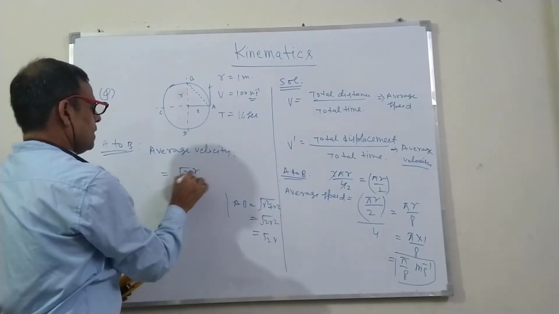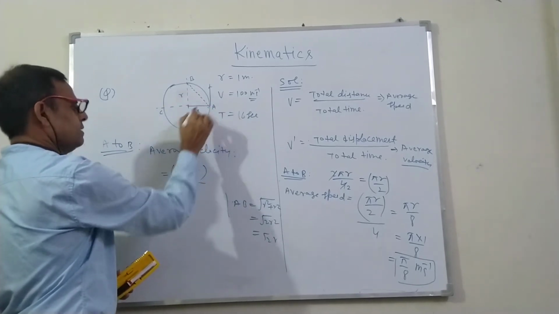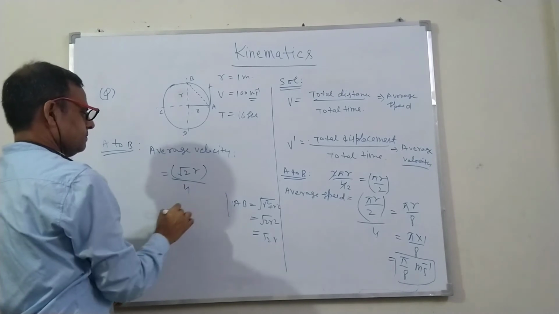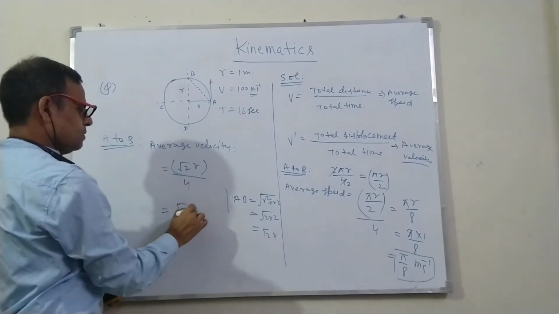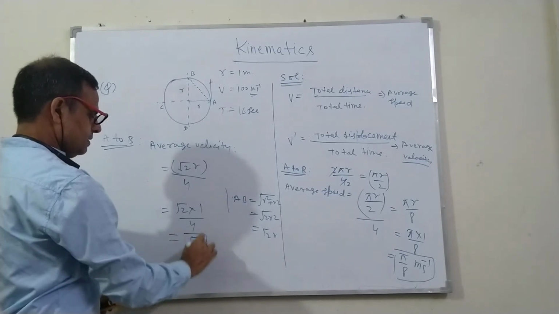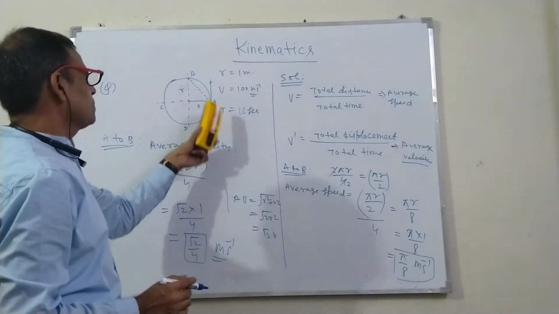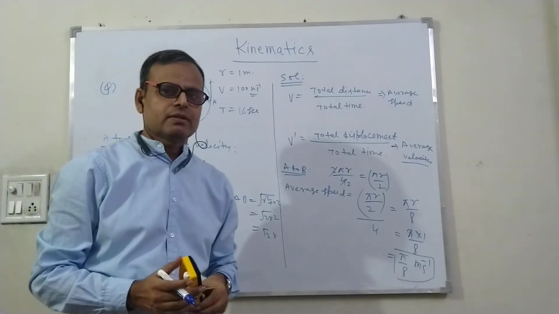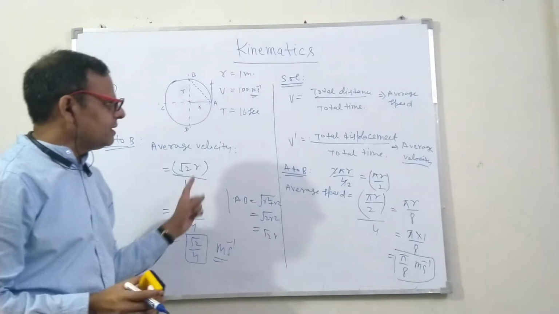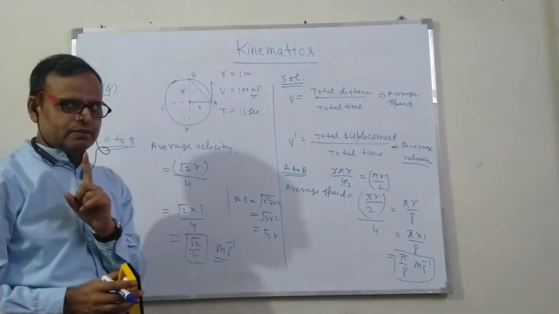So root 2 r is the displacement from A to B, and the time taken is 4 seconds. That is root 2 into r, with r equal to 1, over 4, so root 2 by 4 meter per second. This is the average velocity from A to B. So average velocity and average speed from A to B we have calculated.